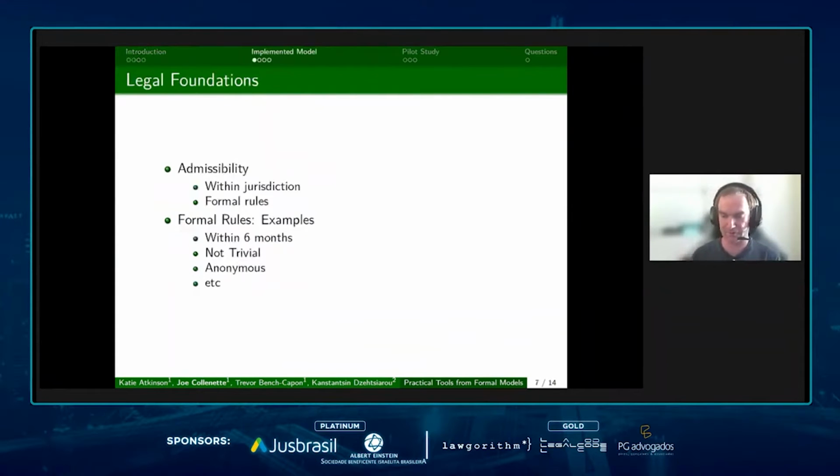For the legal foundations of our model, we looked at admissibility, and to decide that, we need to know whether it's within the jurisdiction of the European Court. The European Court has a set of formal rules that every application needs to meet. These are things such as the application needing to be submitted within 6 months of the violation happening. It can't be a trivial case, though by trivial, there are some exceptions. It's the same with anonymous applications. Normally, they don't accept them, but in some special cases, they may accept them. And there's a whole list of other rules as well.